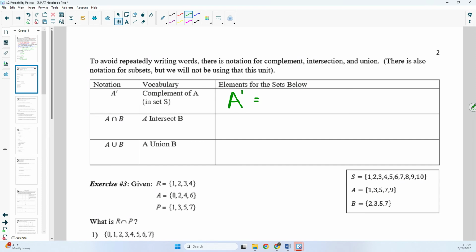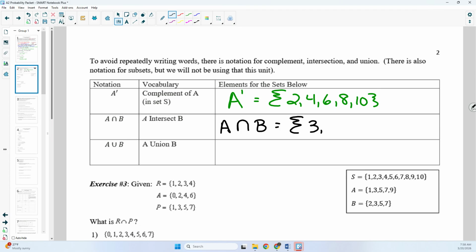So I have the same sets, so we're just going to write these down with notation. In this case, A prime, the elements that are in S that are not in A, is 2, 4, 6, 8, and 10. Those are just the same things you look at on the page. For intersect, we use this little thing that kind of looks like an N in between them. So this is A intersect B. When I intersect those two sets, we said the elements they had in common were 3, 5, and 7.